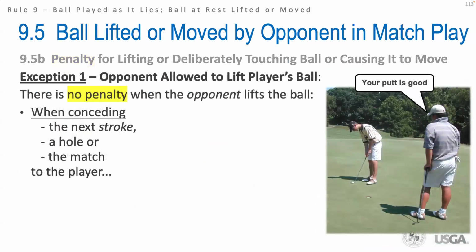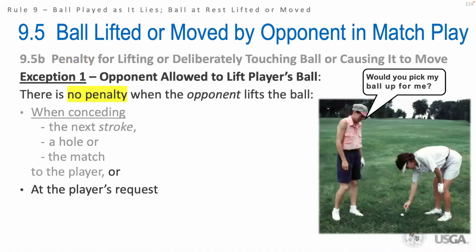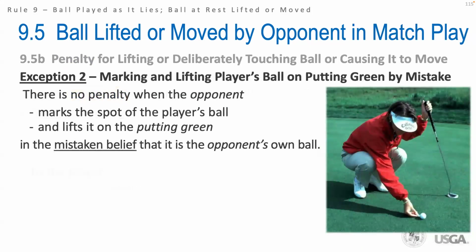So our first exception, opponent is allowed to lift the player's ball. There is no penalty when the opponent lifts the ball when conceding. We already saw this, but again, I think this is that repetition within the rules that are making sure that we understand this. So when conceding the next stroke, a hole, or the match to the player, or at the player's request. Exception 2, marking and lifting the player's ball on the putting green by mistake.